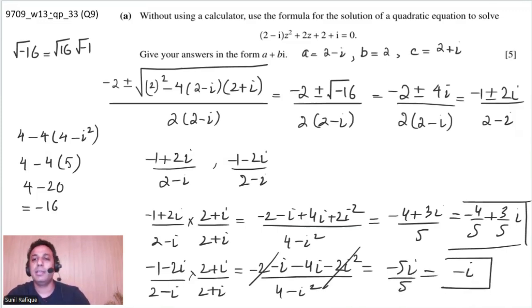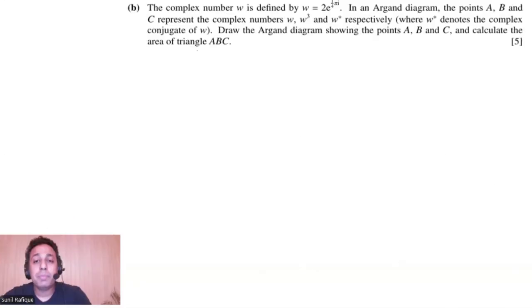That is another root. Part B, the complex number w is defined by w equals 2e to the power pi over 4 iota. In an Argand diagram, the points A, B, and C represent the complex numbers w, w cubed, and w star, which is the conjugate, respectively. Yeah, they're saying it's the conjugate. Draw the Argand diagram showing the points A, B, C, and calculate the area of triangle ABC.